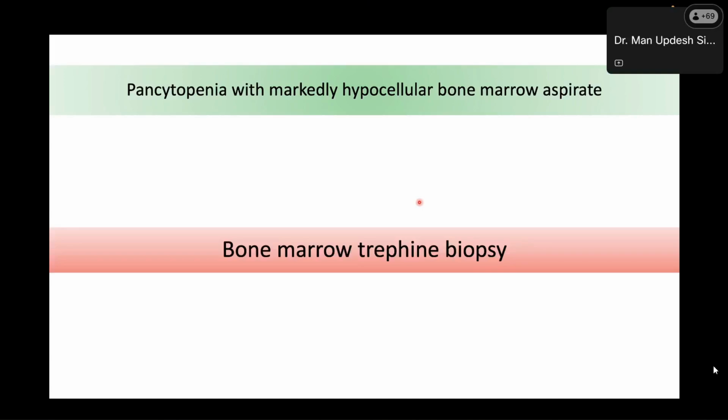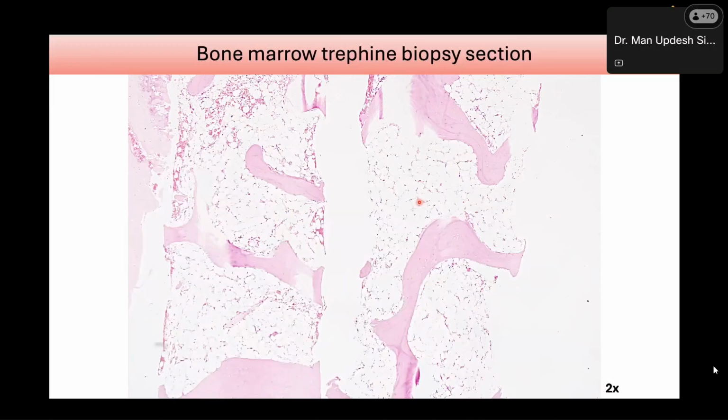Trephine biopsy is definitely important because it gives you confirmation of the overall picture. Aspirate may sometimes yield a hotspot, some cellular areas, some variable areas. A trephine biopsy is definite. And so we go along with the trephine biopsy. These are two cores at low power, 2x. And again, you see only fat spaces. There's some hemorrhage, red cells there.